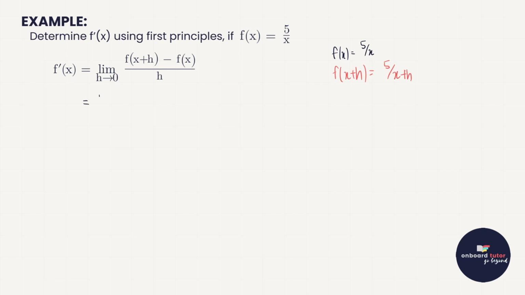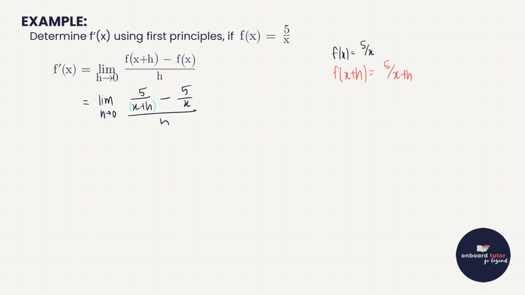Okay, limit, don't forget that, as h tends to 0 of, in the place of f of x plus h, now we've got this 5 over x plus h minus f of x, 5 over x. And that is all divided by h. Now, what I want to do is get a common denominator here in the numerator.